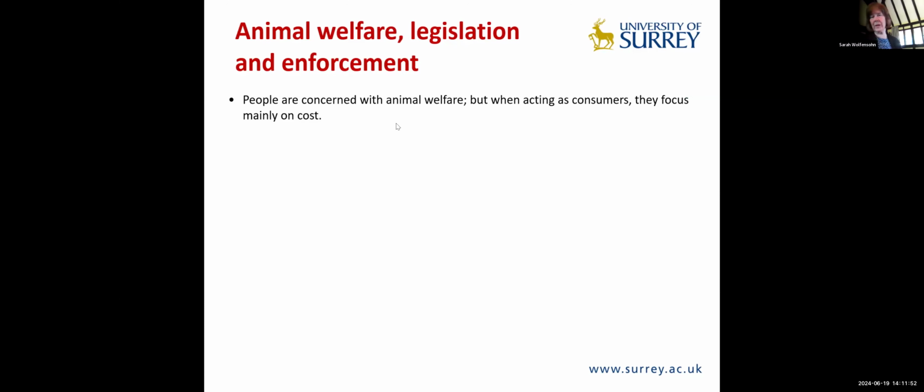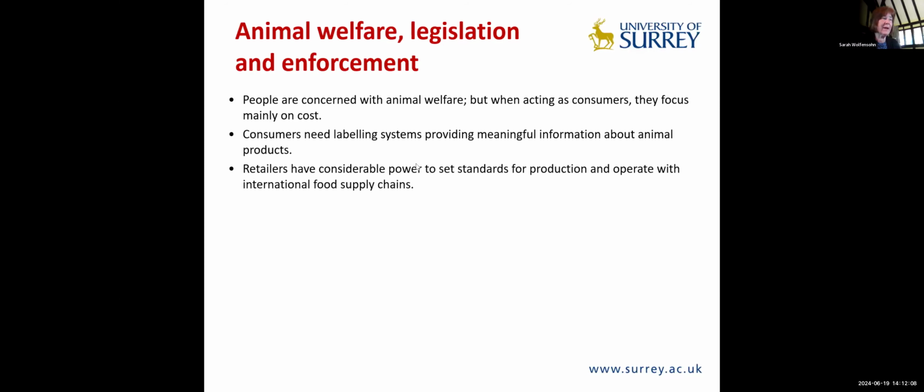People are concerned with animal welfare. If you ask them, they really want good welfare. But once they go into a shop, acting as a consumer, they just focus on cost of what's on offer. What shall I buy today? Consumers need labeling systems that give them meaningful information. And the retailers have the power.